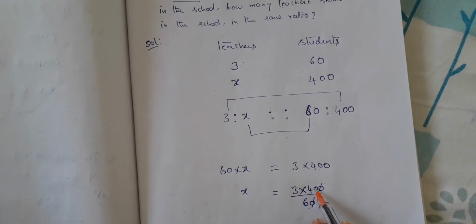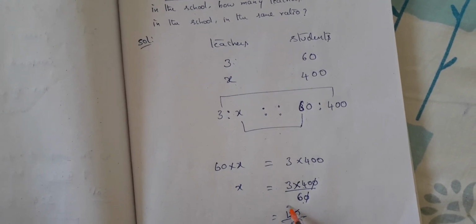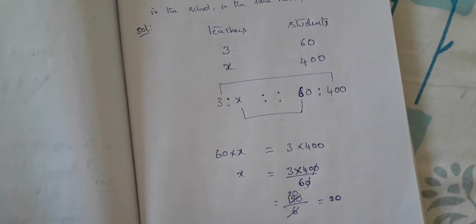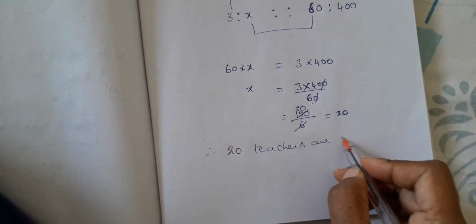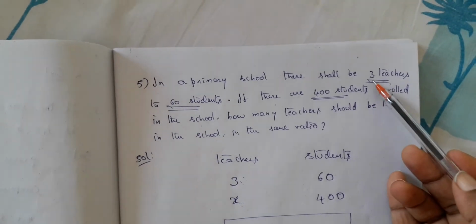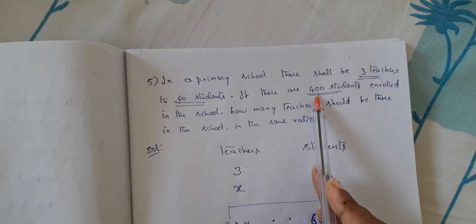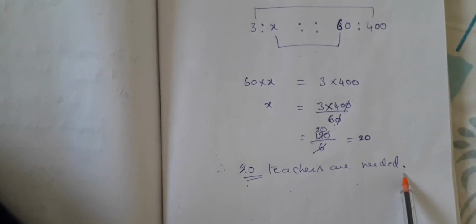So what do we have? 3 4s are 12, then 0, 120. 120 by 6: 6 2s are 12, so the answer is 20. How many teachers? Therefore 20 teachers are needed. Because you are in 8th standard, you can easily understand that 3 teachers to 60 students means each teacher has 20 students. Here 400 students, that means 20 teachers. 20 into 20 is 400. So 20 teachers are needed to teach 400 children.